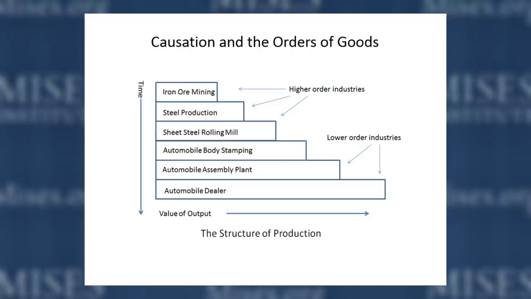So as you get closer to the consumer, you get to lower and lower order goods. Okay, and those goods then, eventually, when they become consumer goods, that's the final good or the lowest order good that satisfies consumer demand.